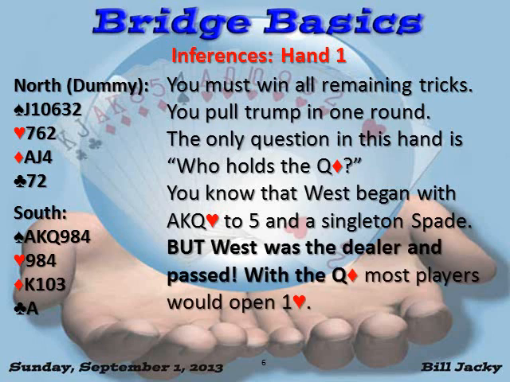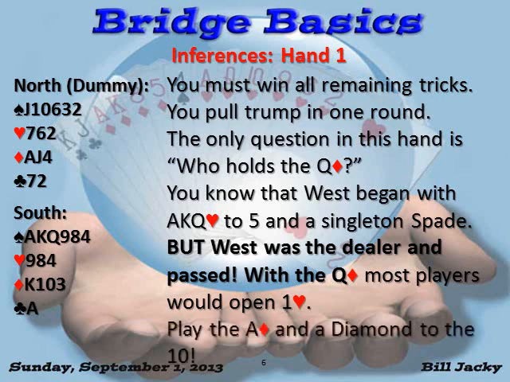But West was the dealer, and he originally passed. If he had the queen of diamonds, the ace, king, queen of hearts, and a singleton spade, most players would open one heart. He didn't. Therefore, the queen of diamonds must be with East. How do you play this hand? Play the ace of diamonds and a diamond to the 10.